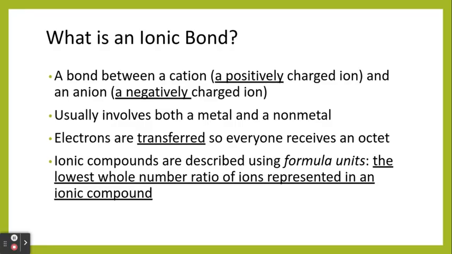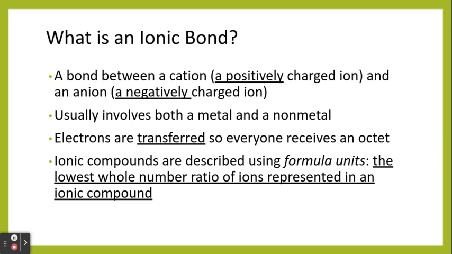Okay, so what is an ionic bond? An ionic bond is a bond between a cation, which is a positively charged ion. Remember, they have lost electrons, so losing negativity makes them positive, and an anion, which is a negatively charged ion. And it usually involves both a metal and a nonmetal. And in ionic bonds, electrons are transferred so that everyone receives an octet, or a full outer shell of electrons.